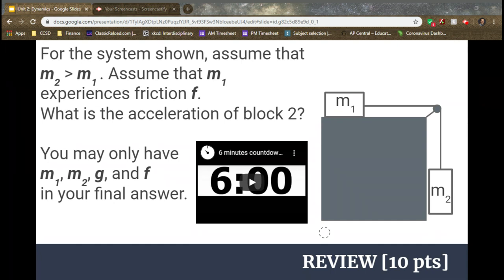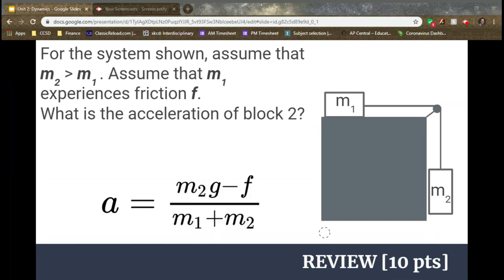All right, here's what your answer should be. You should have gotten an acceleration equal to this right here.